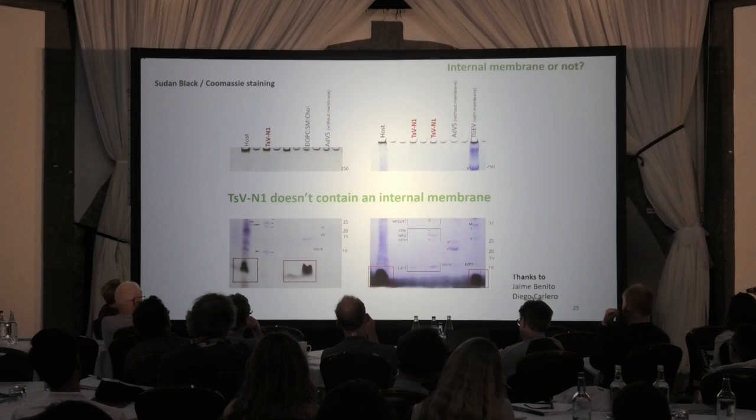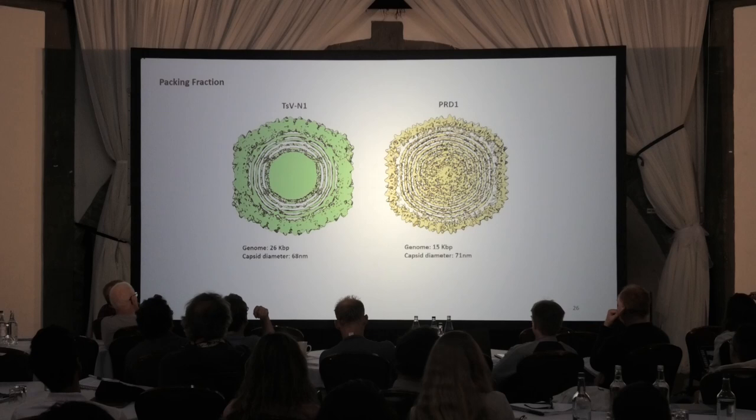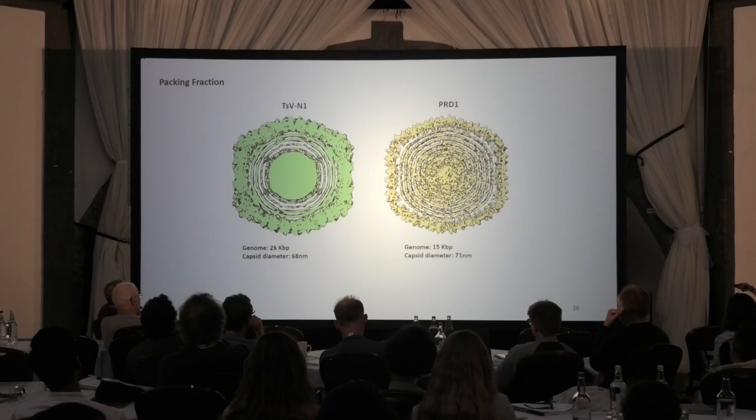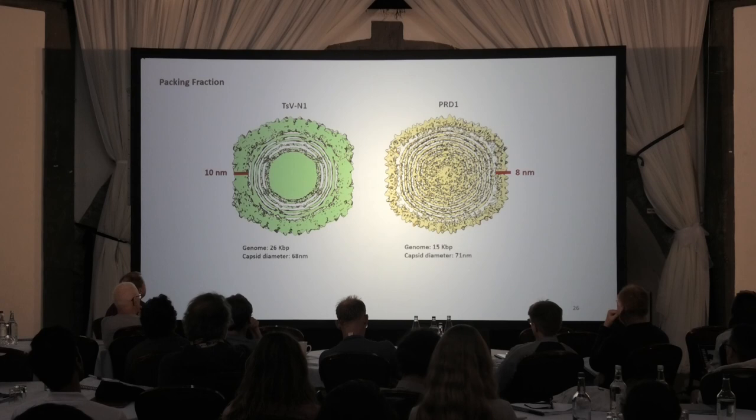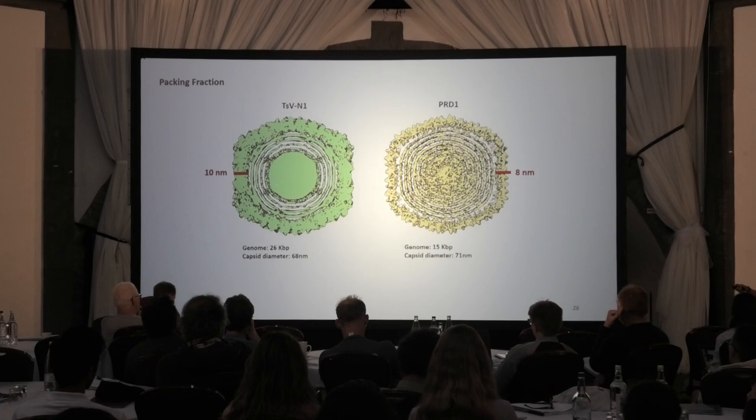So, in conclusion, TSD1 doesn't contain an internal membrane. All these things that we observe here correspond to the genome. If we look carefully at this picture, you can see that the thickness of the capsid is different. TSD1 is thicker than PRD1, and the genome is longer than PRD1, although they have more or less the same size. So this suggests that the genome inside of this virus is really, really compact.